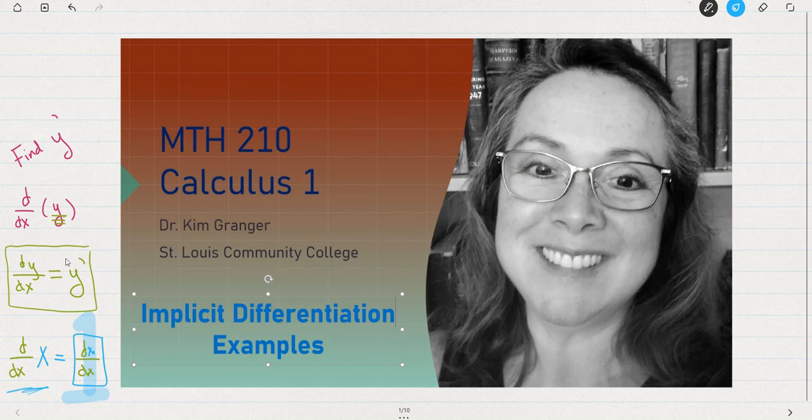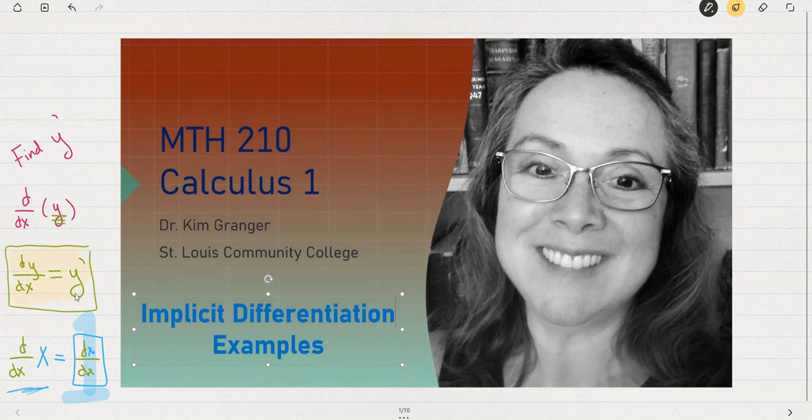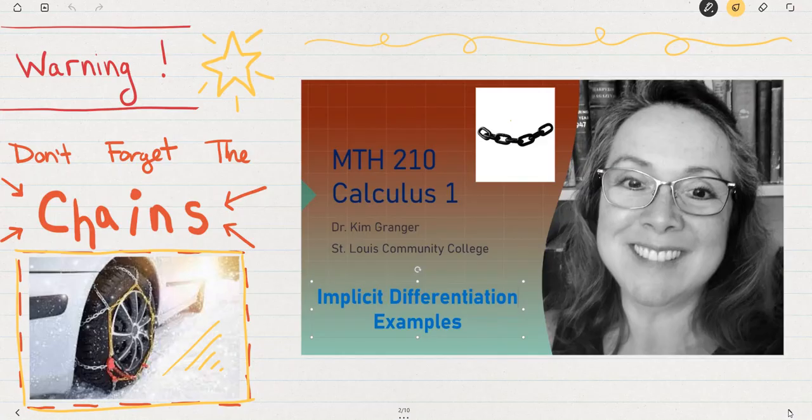But note that the derivative of y with respect to x, we can't call that something specific. We can just call it in general y prime or leave it dy dx. It's going to be important as we use implicit differentiation that you remember to use chains. The chain rule is going to come up again and again and again with every problem that we use implicit differentiation for. So heed this warning to remember your chains.